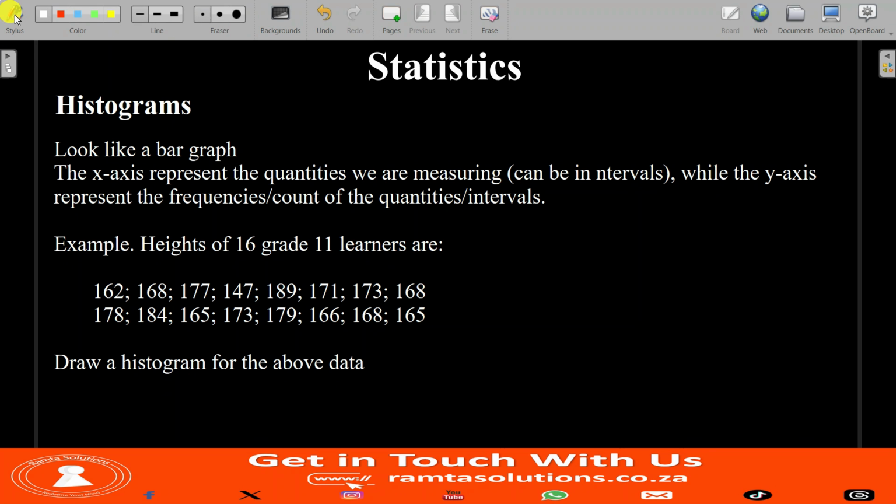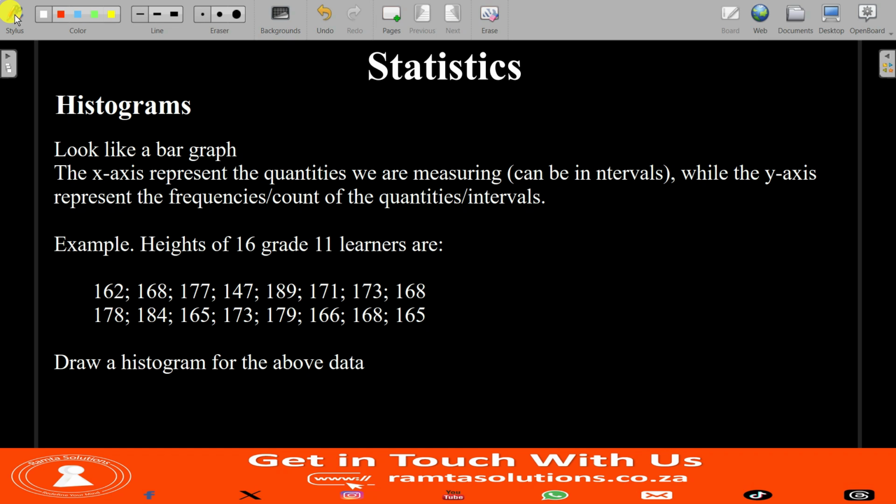Today, in our statistics, we're looking at histograms. So, a brief about histograms. I will not be dealing much on when do we use them and so on, but I will tell you they look like a bar graph. And since they look like a bar graph, let me remind you then how we draw them.